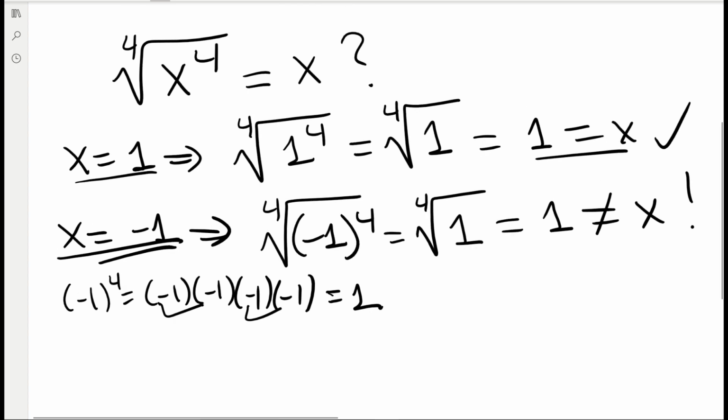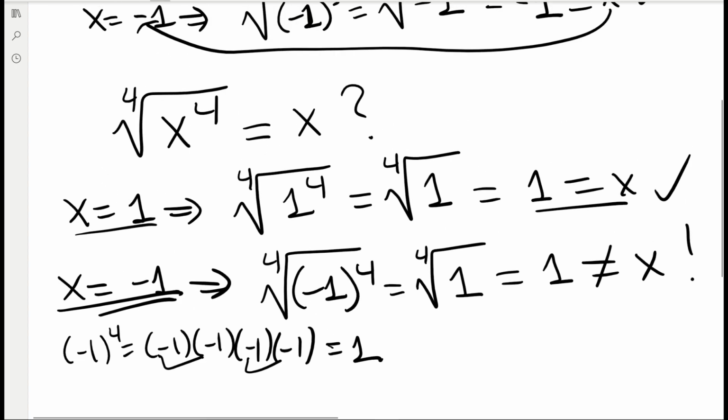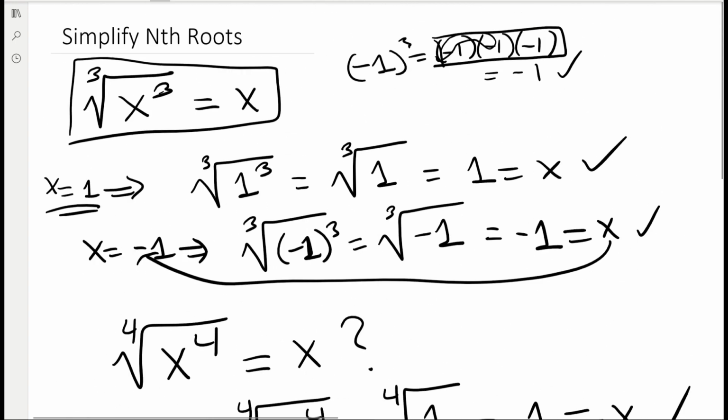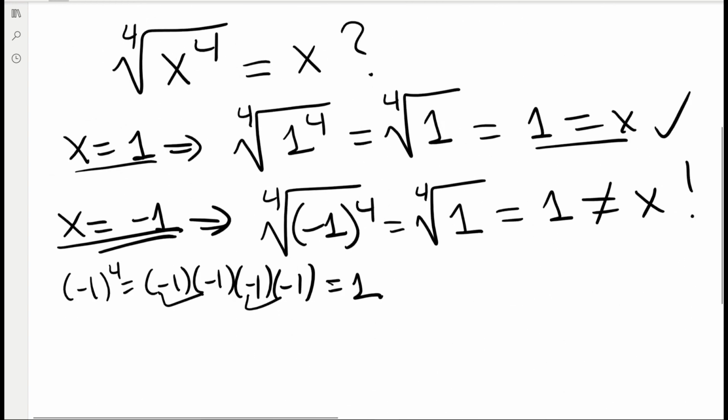So this means that if you have an even power, it's not going to work because we had a 4 here. If you had an odd power, which is a 3, or 5, or 7, for instance, then this works. Well, how do we fix it?